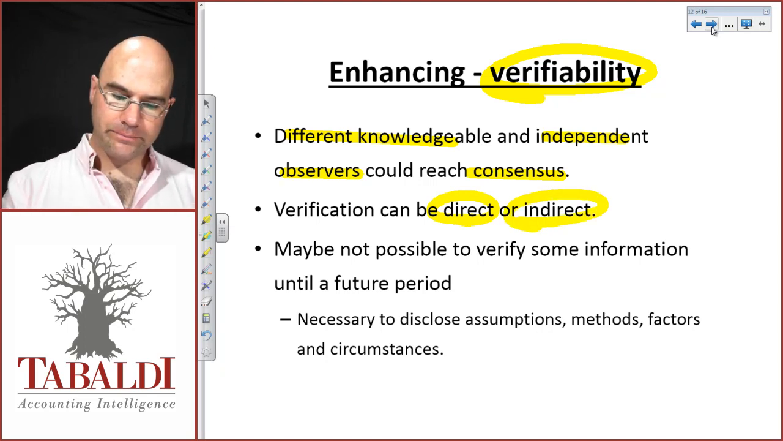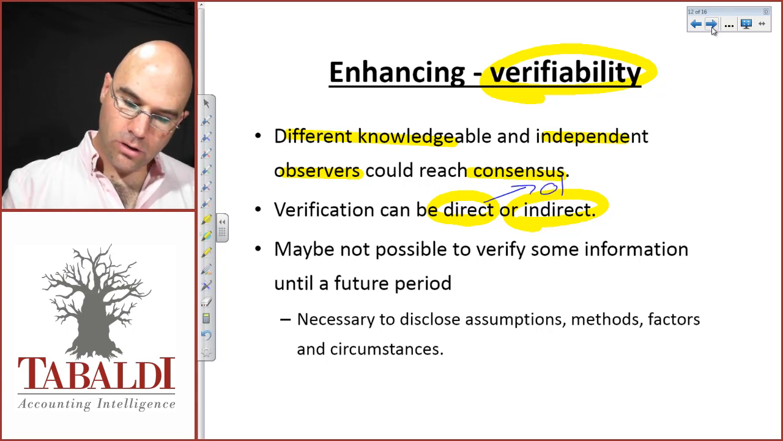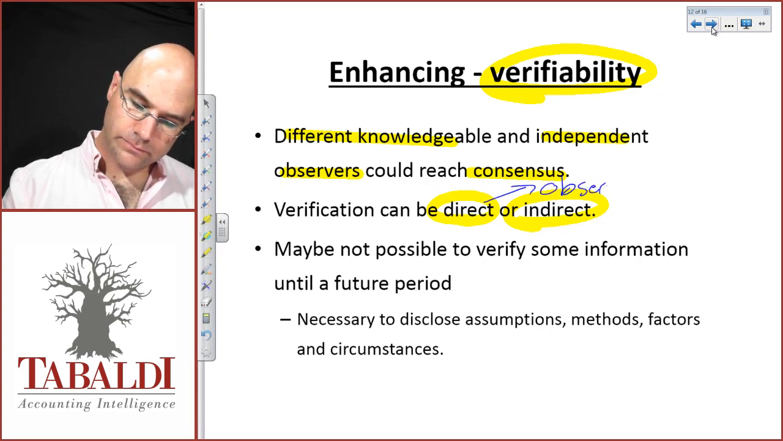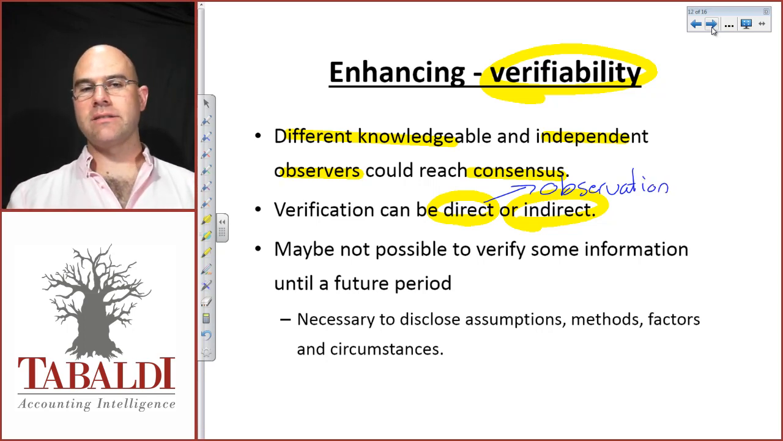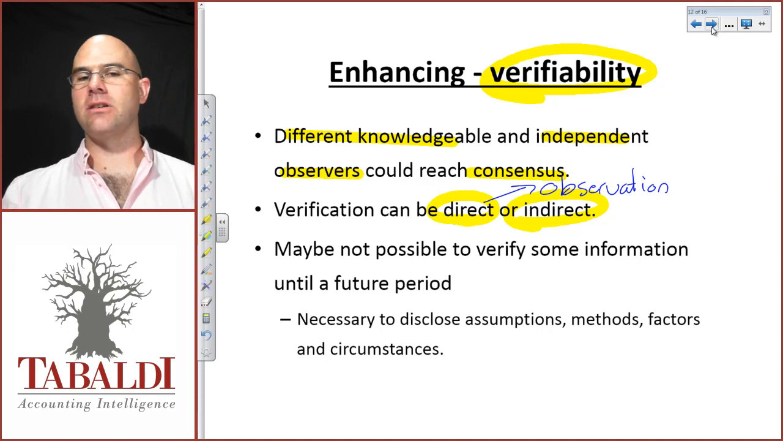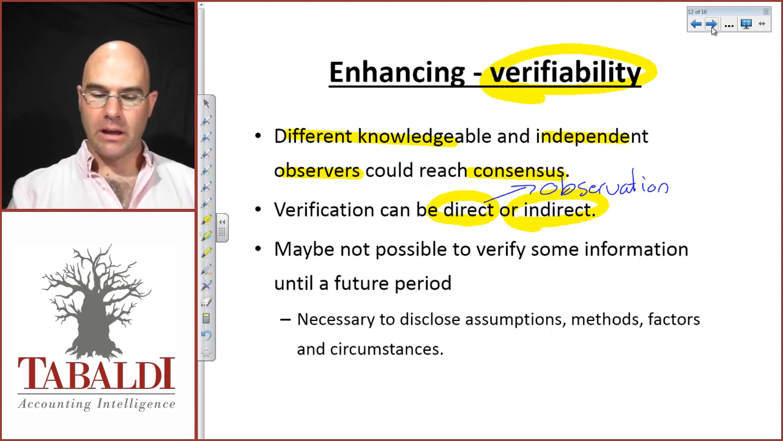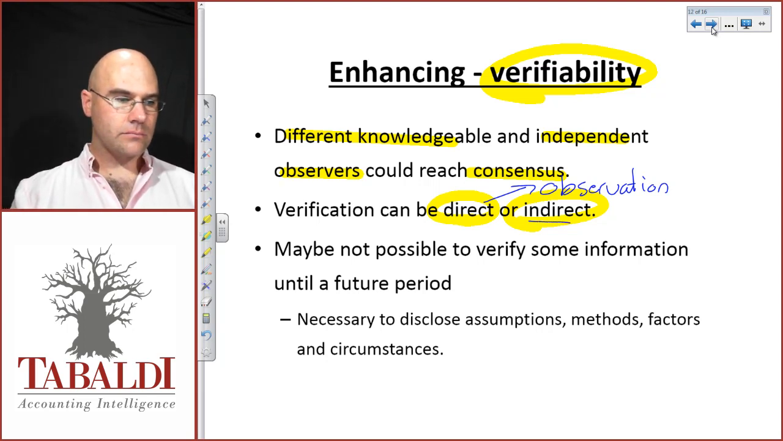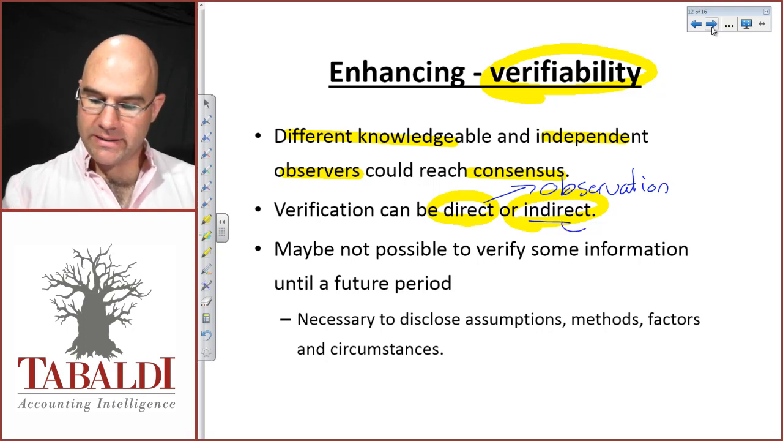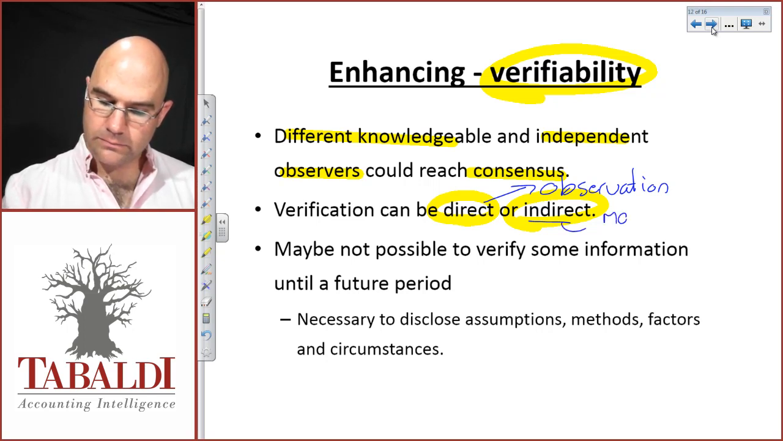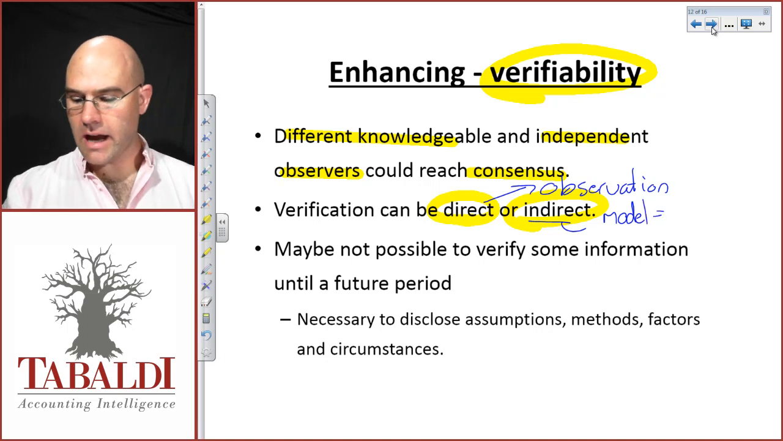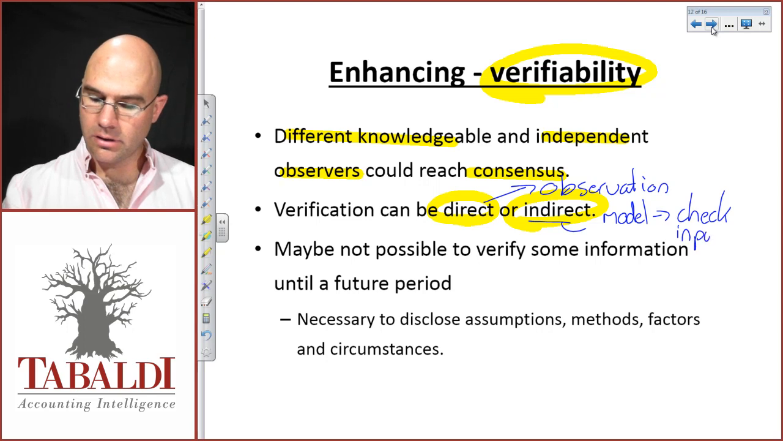Direct verification would be through observation. So I would verify the share price of company XYZ Limited listed on the Johannesburg Stock Exchange at year end by inspecting the price, or observing that price on year end. Indirect, however, would mean that there would be some type of model and I can check the inputs or the assumptions to that model.